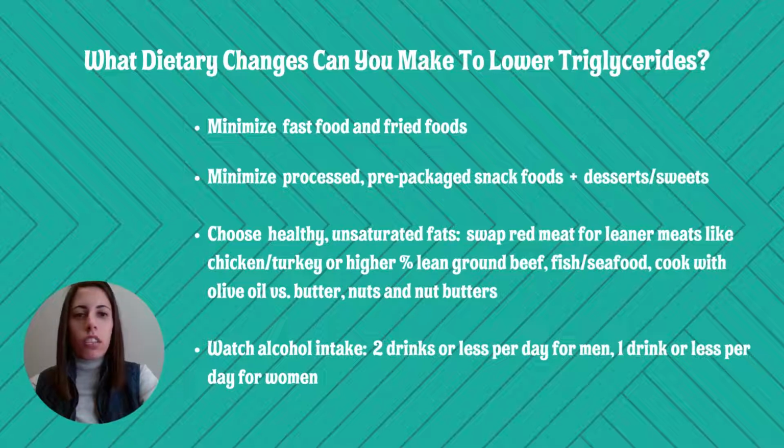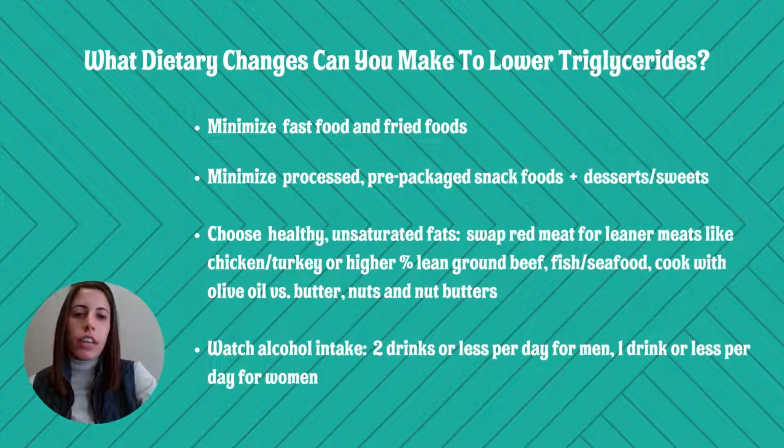So, things you can do here to minimize those unhealthy fats but have more unsaturated healthy fats is swapping out red meat for leaner meats like chicken or turkey, or buying a little bit higher percent lean ground beef, incorporating more fish or seafood in your diet, cooking with olive oil versus butter, and also eating more nuts and nut butters. And also for triglycerides, you want to watch your alcohol intake too. This can be another dietary change that can directly impact those triglyceride levels. So for men, sticking to 2 drinks or less per day, and then for women, sticking to 1 drink or less per day.